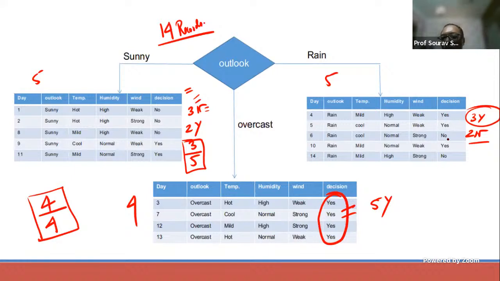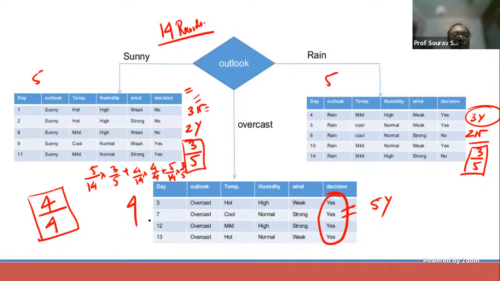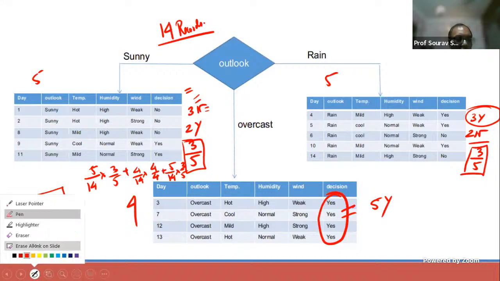Same case out here. The majority is yes, so I'll also say my answer is yes. So 5 records I had, 1, 2, 3, 4, 5, of which 3 would have been correct and 2 would have been misclassification, because for these 2 no also I'll say the decision as yes. So here also 3 by 5. My overall accuracy would be: I had 14 records, so 5 by 14 into 3 by 5, plus here I had 4 records, so 4 by 14 into 4 by 4 or 100%, plus once again 5 by 14 into 3 by 5. Whatever that is, that is going to be my overall accuracy.